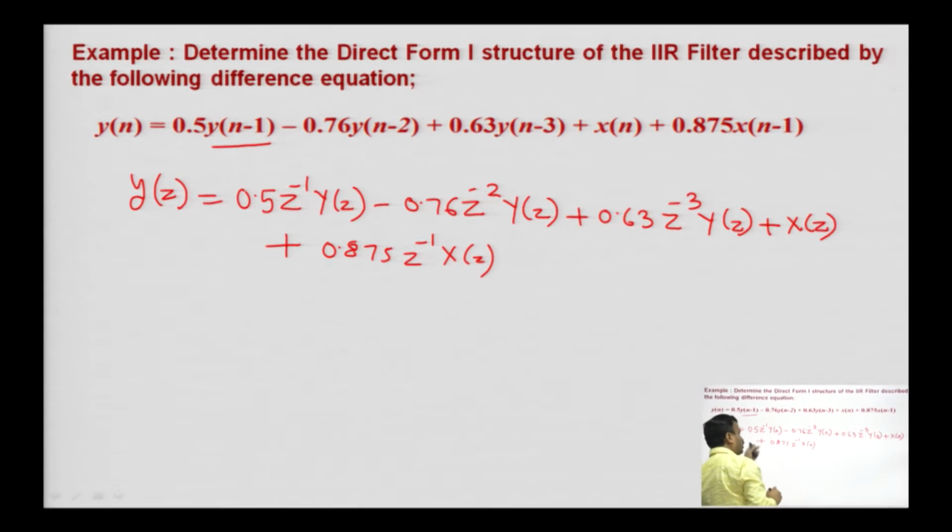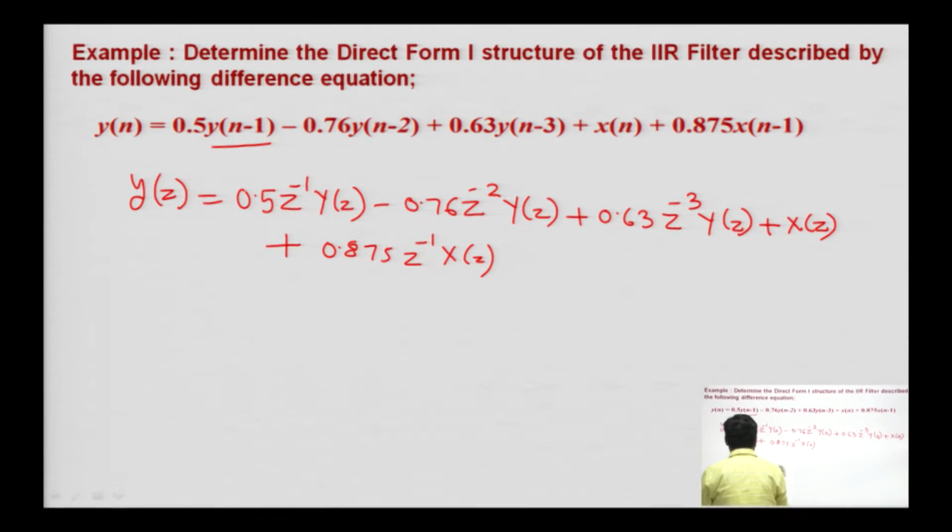What do you want? You want that from this difference equation you get H of z. एच जेड क्या होता है? H of z is the transfer or system function of the system. यदि आपको एच जेड मिल जाएगा तो उससे आपकी सब चीज़ें निकालना आसान हो जाएंगी. So, H of z is equal to what? H of z is equal to Y of z upon X of z.